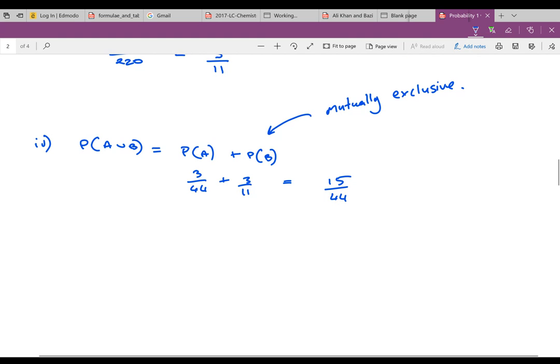If they were not mutually exclusive, it would be the probability of A plus the probability of B minus the probability of A intersection B.